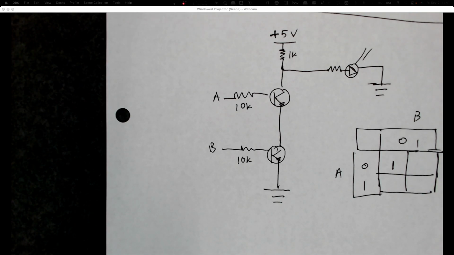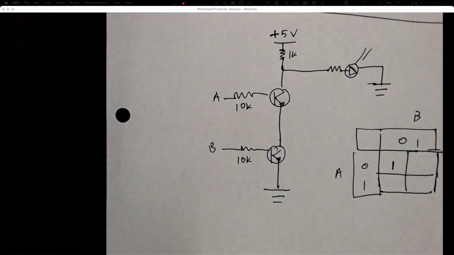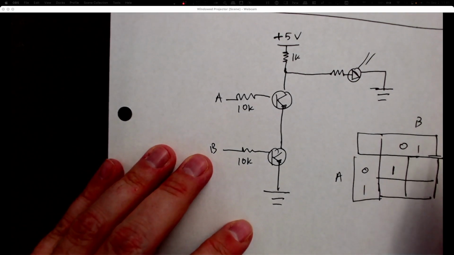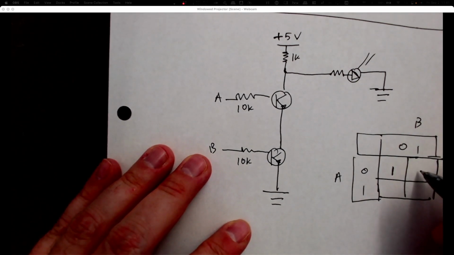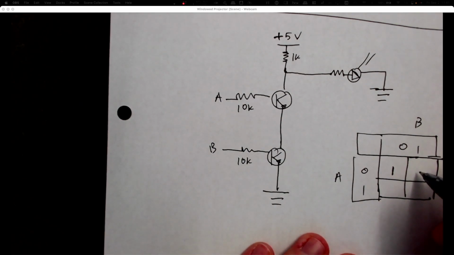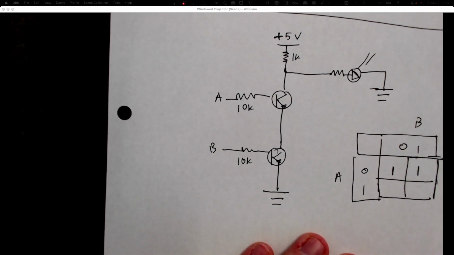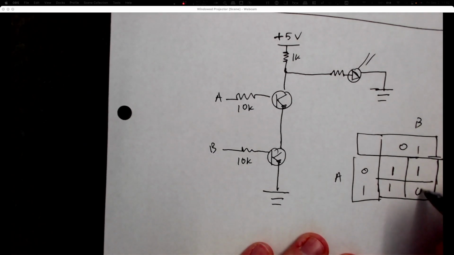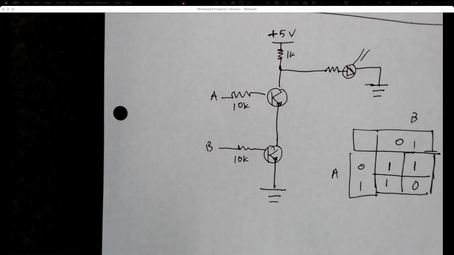Okay, so what did we get for all 3 of the other entries? What do you guys think? For all of the other ones? Okay, what about if A is off and B is on? Okay, so that should be the pattern.